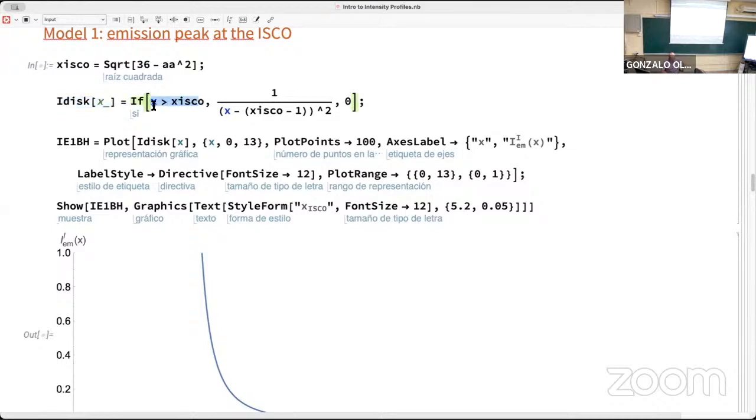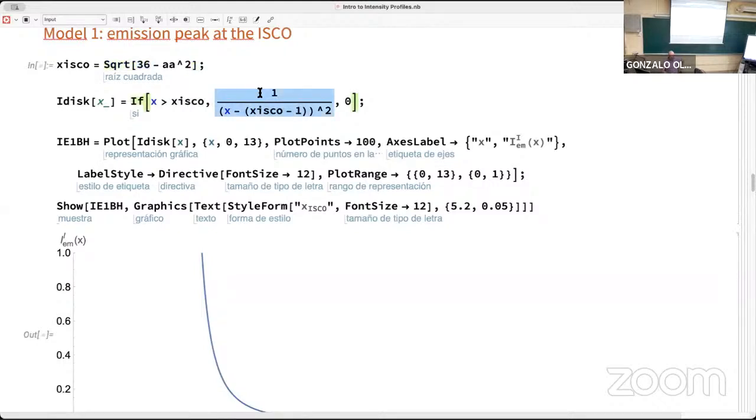So I'm using an if function. If x is bigger than the location of the ISCO, because the disk is made of massive particles. Massive particles can only have circular stable orbits up to some minimal radius. This radius is the innermost stable circular orbit, the ISCO. And for Schwarzschild, this is the square root of 36, so 6. So for x bigger than 6, we represent this.